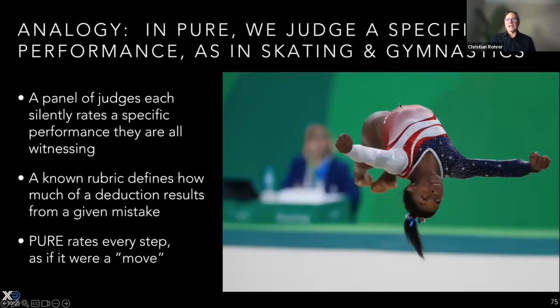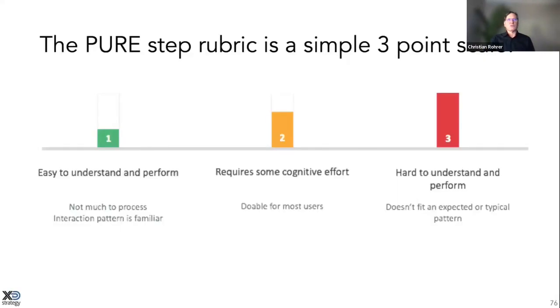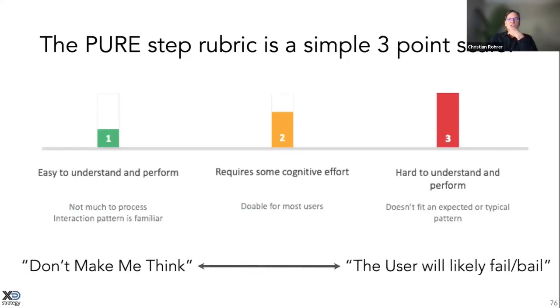It's basically kind of like judging a gymnastics performance. It's a very fluid, complex thing, but if you break it down into steps, you can actually rate it numerically, like the way Simone Biles would get rated in her performance. That's the 3-point scale that I use briefly. It's going on a simple range of Steve Krug's "Don't Make Me Think": a 1 versus a 3 is that we believe the user will fail or bail on this particular step of the task.